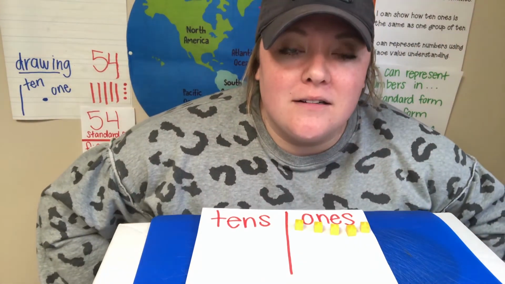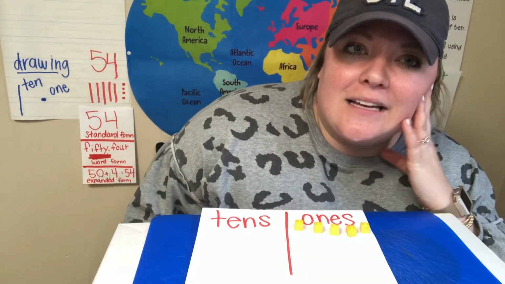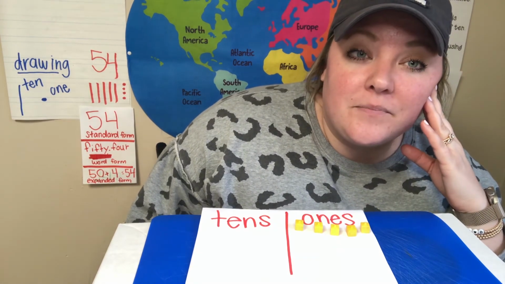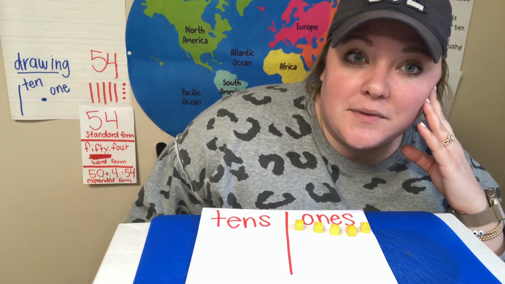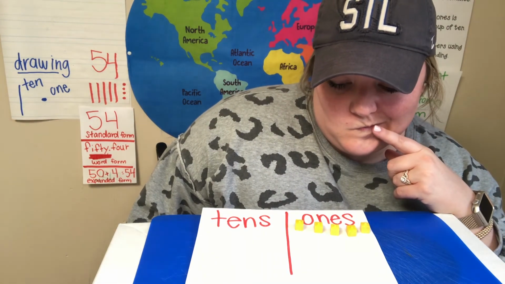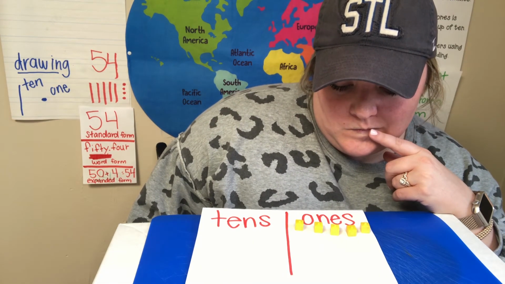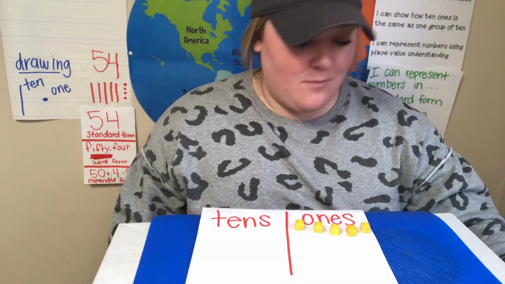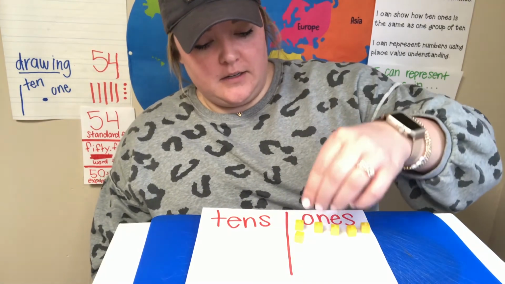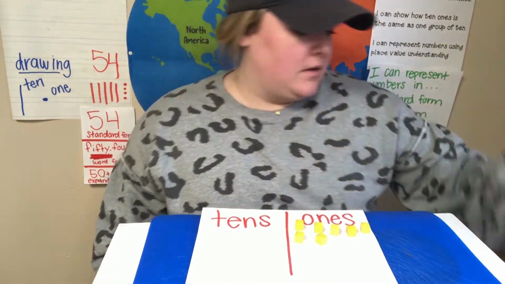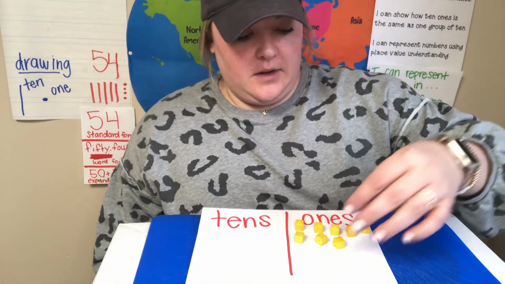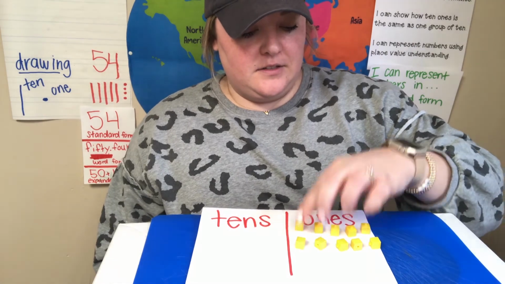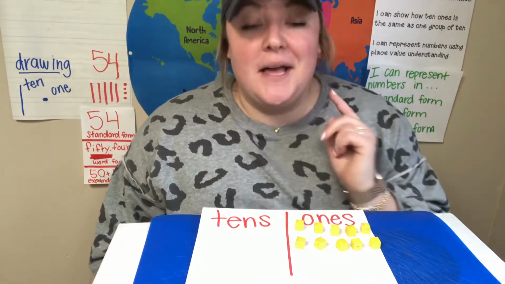How many more until we make a group of 10? We have 5 ones. How many more until we make a group of 10? Yeah, 5 more. So let's add 5 more. 1, 2, 3, 4, 5. So 5 and 5 makes 10.